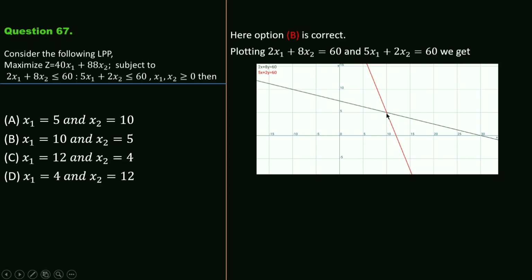But in this case we get x1 is 10 and x2 is 5. By substituting x1 equal to 10 and x2 equal to 5 we get the maximum value. That means this point gives us the solution to this LPP. And here observe that the two equations intersect each other at 10, 5. So this point gives the solution to this LPP. So option B is correct one.